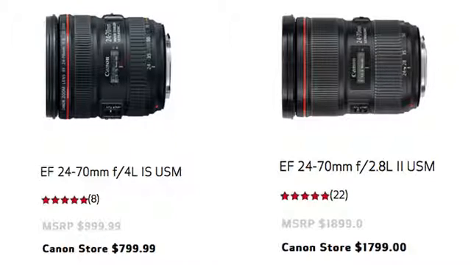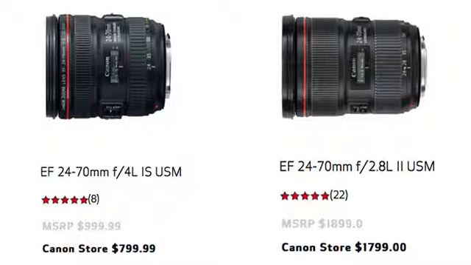The difference between the two lenses is the difference between 4L and 2.8L. That's the only difference. With the 2.8, you're going to blow out your background better. Can you blow out the background with an f4? Yeah, but not quite as good as a 2.8. The 2.8 is considered a professional, high-end, blow your background out, 24-70mm lens. That's the one you want. It's twice as much, but it's twice as good, at least.